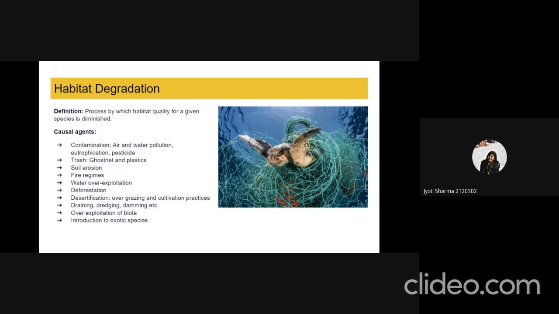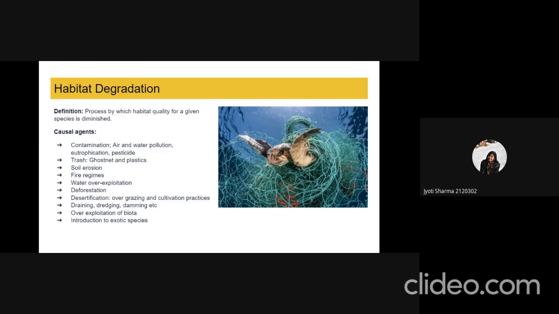Here we have the draining, dredging, and damming. So what's the difference between draining, dredging, and damming? Draining means we are draining out the water, pulling the water, just extracting the water from that water body. Dredging means we are removing the sediments from that water body. Damming, you know about the dam, the creation of the dam.